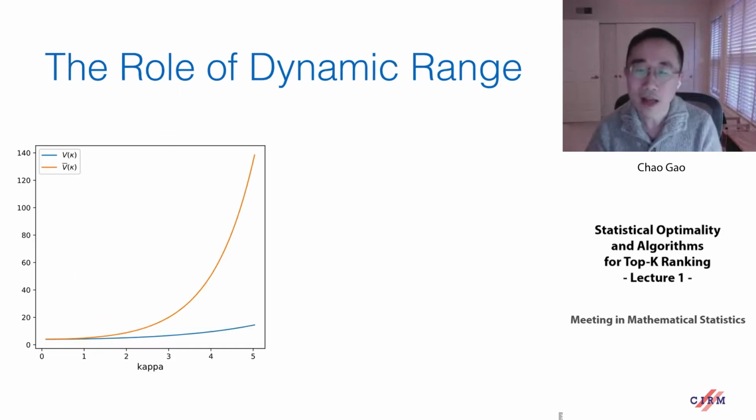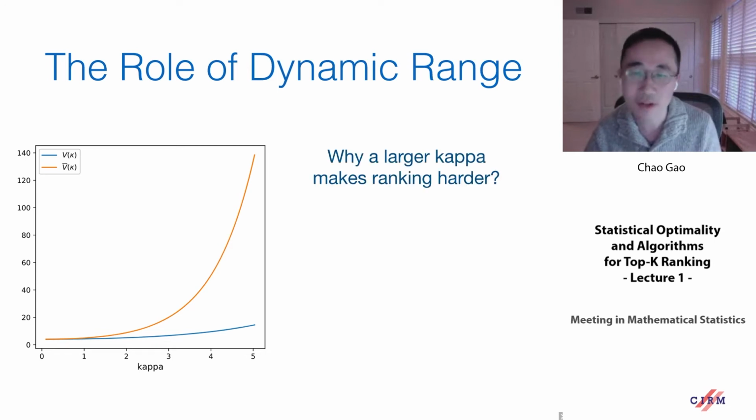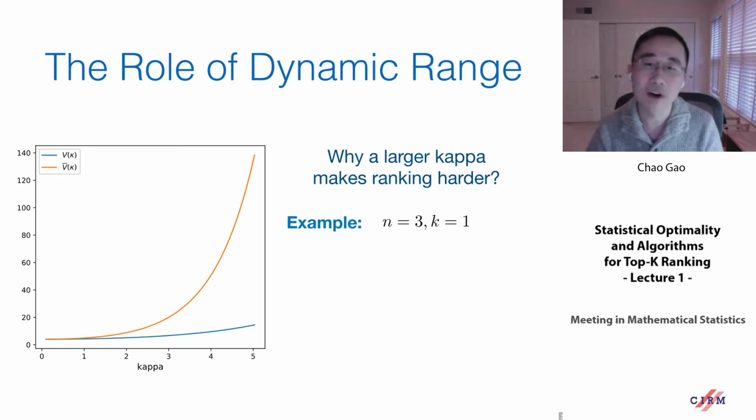Okay, so now I want to tell you about the influence of the dynamic range in the top K ranking problem, right? As the picture shows, both variance functions are increasing functions of the dynamic range parameter, which means the larger the kappa, the harder the top K ranking problem is. But the question is, why is that, right? When we first tried to think of that, it's not very intuitive, but later we were convinced by the following very simple toy example. So let me try to explain what's going on here.